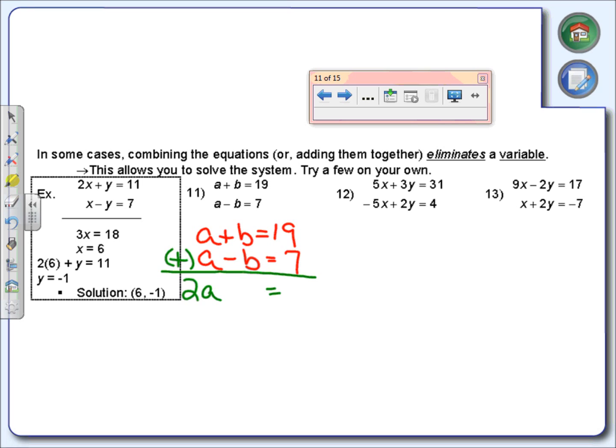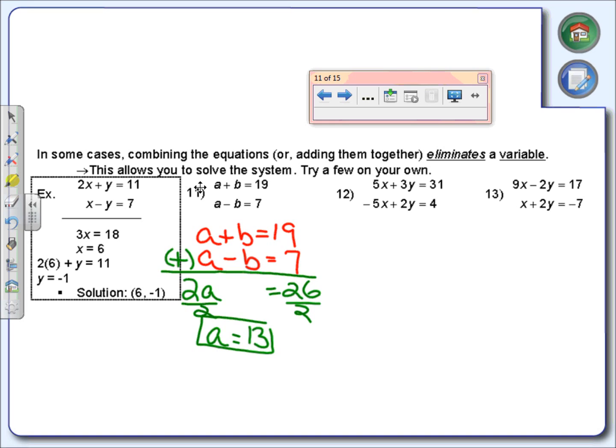But we still got to add up these two numbers over here. We got to add up the 19 and the 7. 19 plus 7 is going to give us a 26. So now what I have is the equation 2A is equal to 26. If I want to solve for A, of course, I'm going to need to divide by 2. So 26 divided by 2 is going to give us a 13. So I'm halfway there. I already know what A is. I know that A is 13.